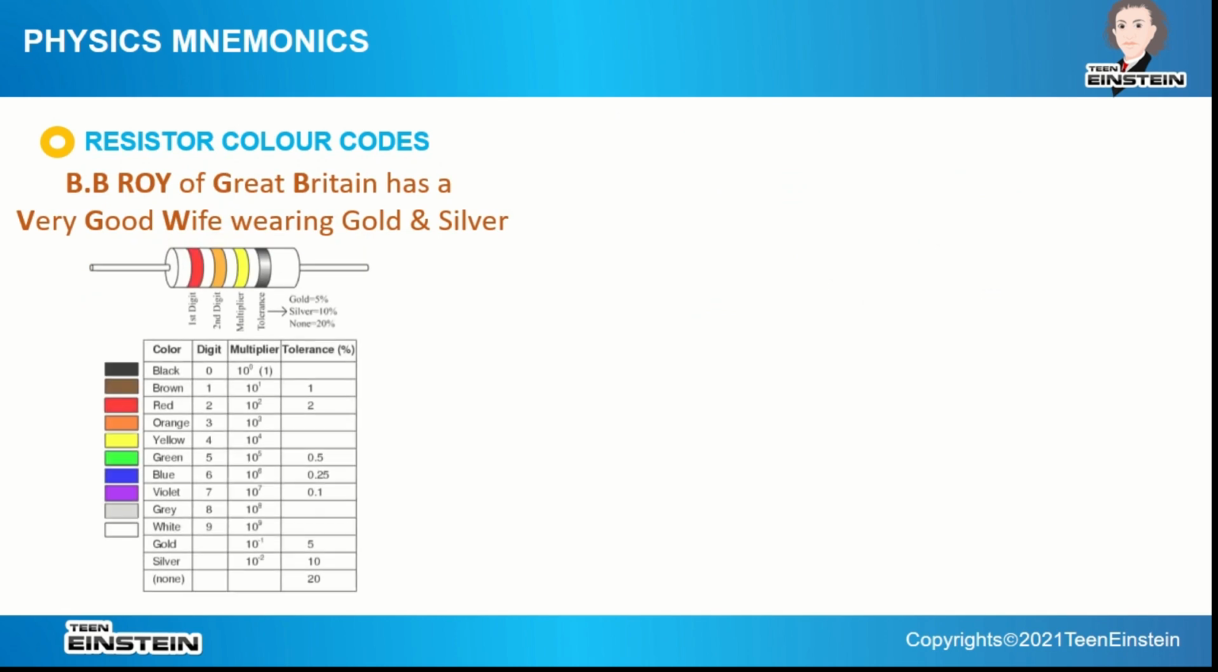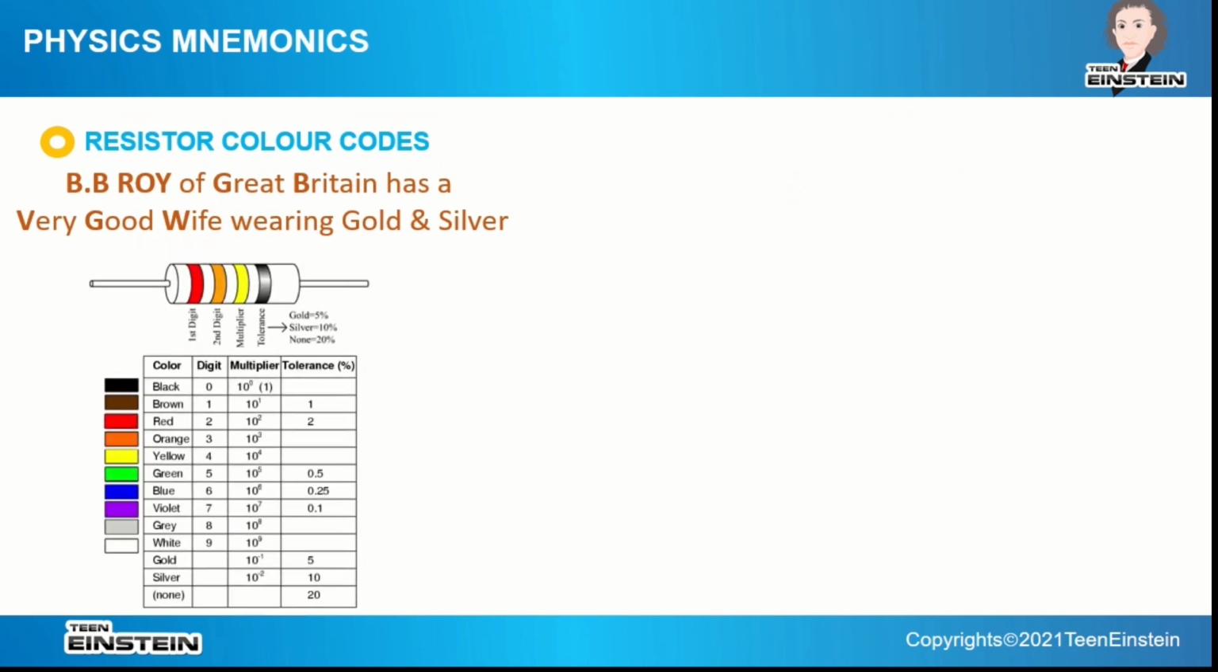So the next one is the resistor color codes. Most of the questions from the electronics side will be coming from resistors. They'll give you the resistor value and ask you to find the color codes. So this small statement is enough for you to remember the color codes.